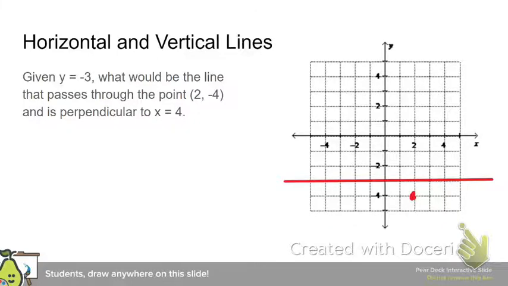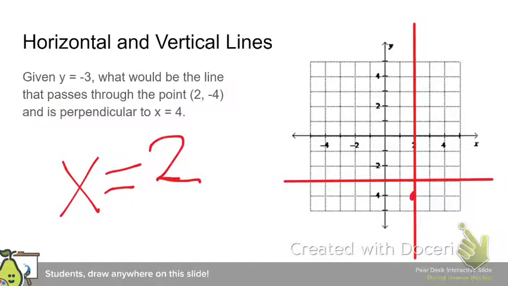So if I'm going to be perpendicular to that, then I need to run up and down, and so that line would be an x, because it goes through the x-axis. So that would be x equals 2, because it has to go through this point, so I just take the x value there.